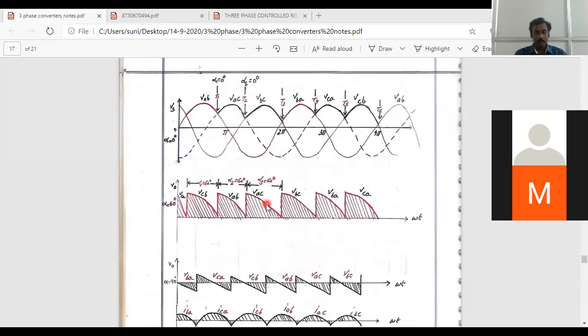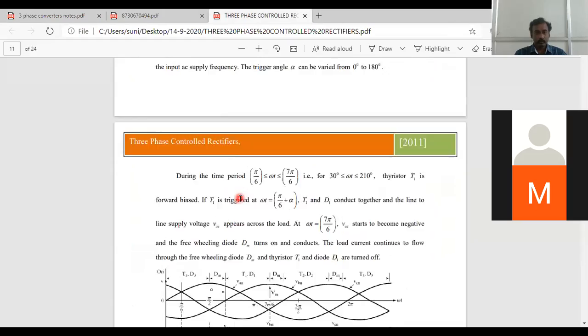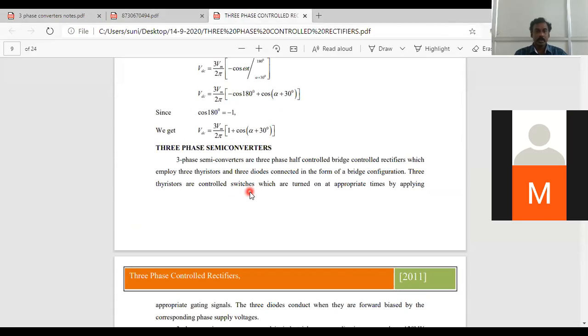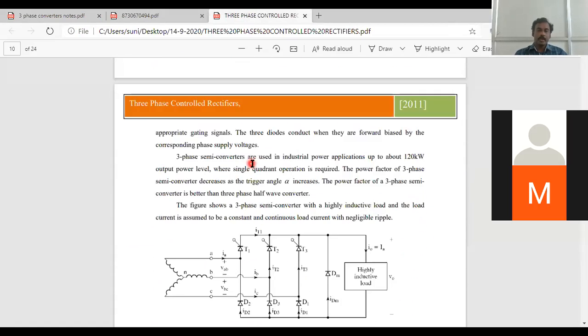Then we need to consider one more. So the other is going to be the three-phase semi-converter. So the last one is going to be this three-phase semi-converter. Three-phase semi-converters are going to be nothing but the combination employed here, where T1 is going to be the SCRs and the diodes. SCRs and the diodes. Okay.